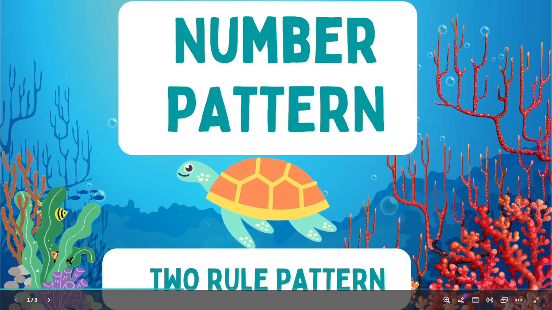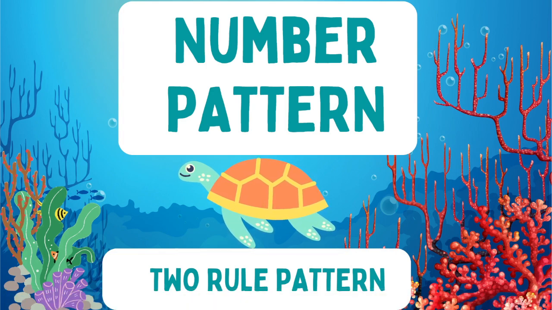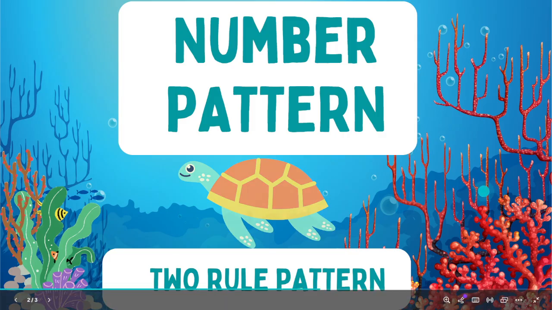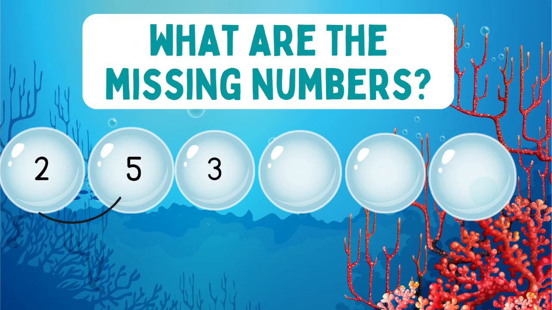So I'm going to show you a step by step of solving number patterns. The first thing you need to observe when a number pattern is given to you is the pattern rule. Which rule does this pattern follow? So we are done with the one rule pattern. Now let's look at the two rules pattern.